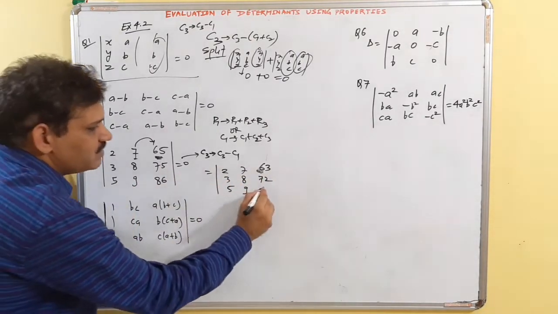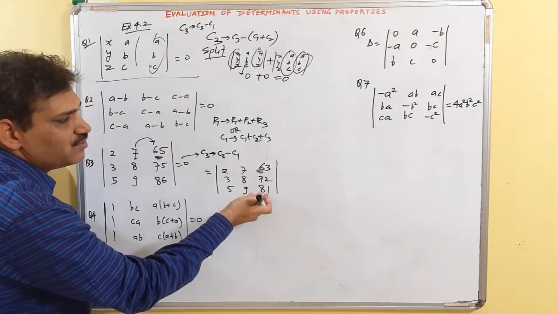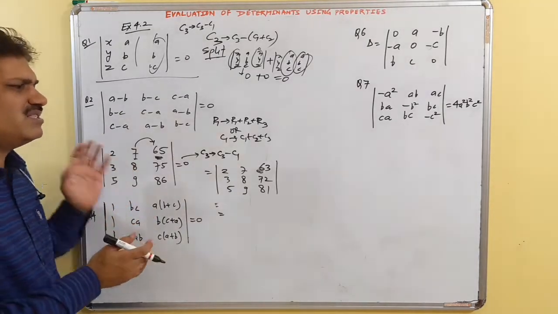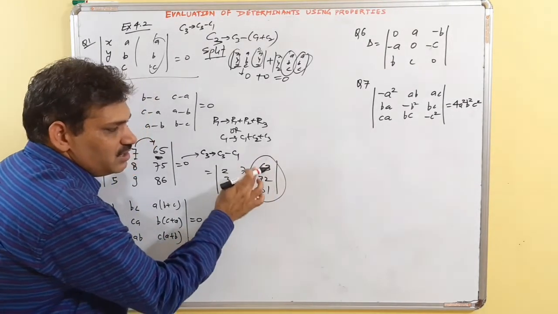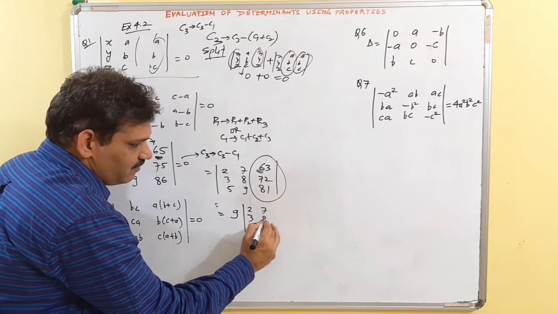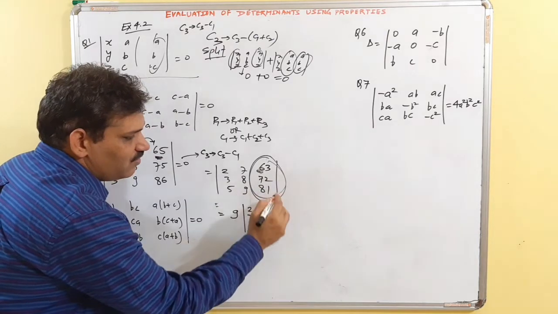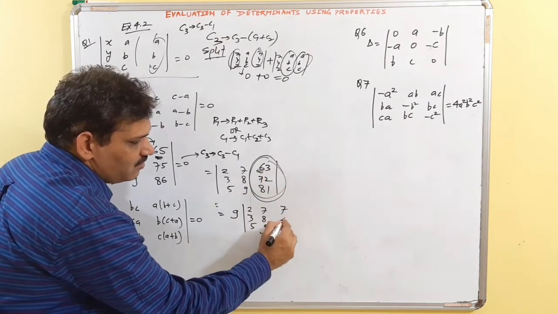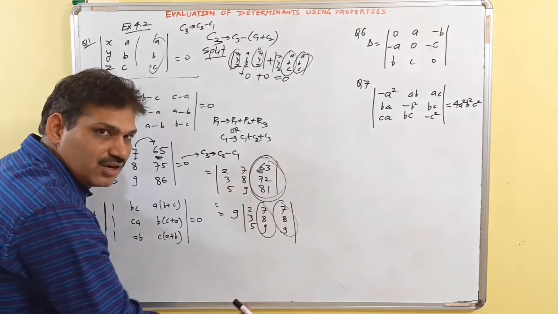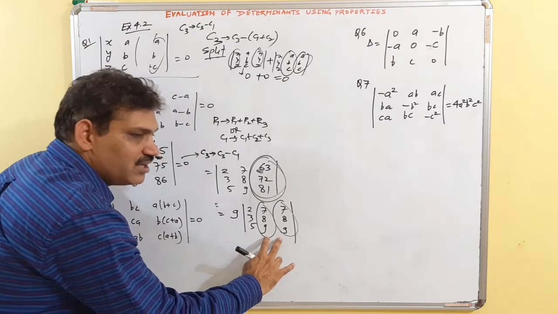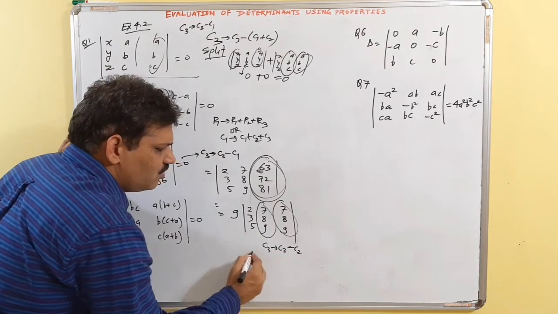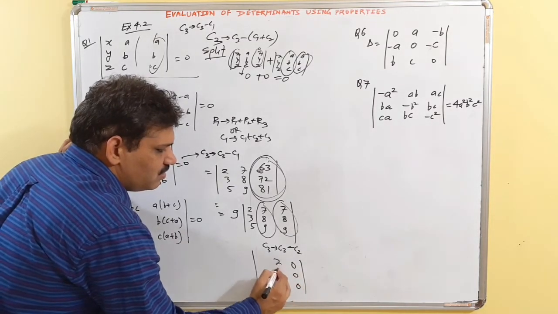86 minus 5 is 81, and this is simply proportional to this. Or even if you don't apply the property that these are proportional, just take common. These are multiples of 9, so take 9 common. 2, 3, 5, 7, 8, 9. As soon as you take 9 common, you get 7, 8, 9. These two are identical. Even if you are not going to apply the property that two are identical, that's why it is 0, you apply C3 becomes C3 minus C2, so you get all zeros here.